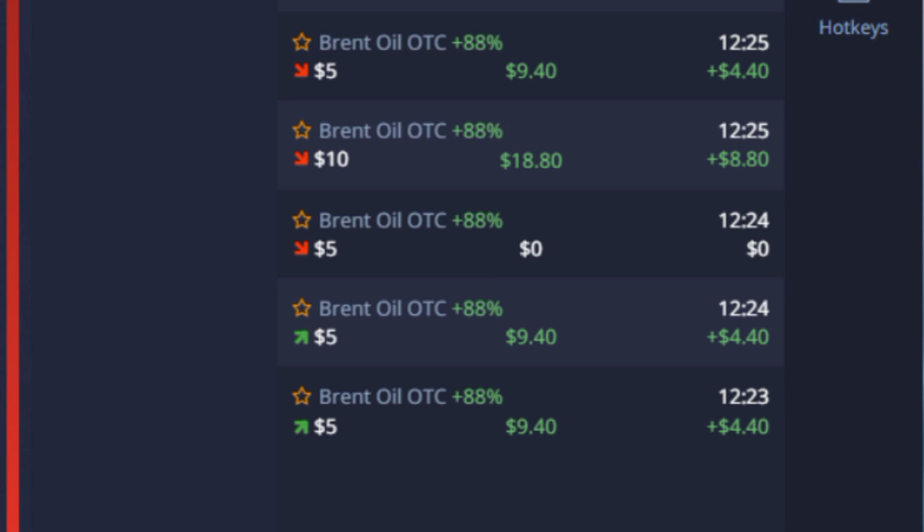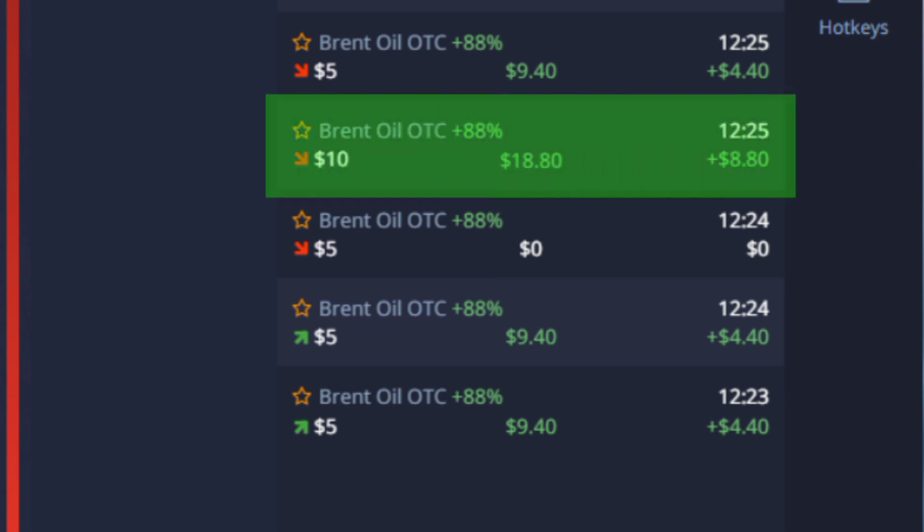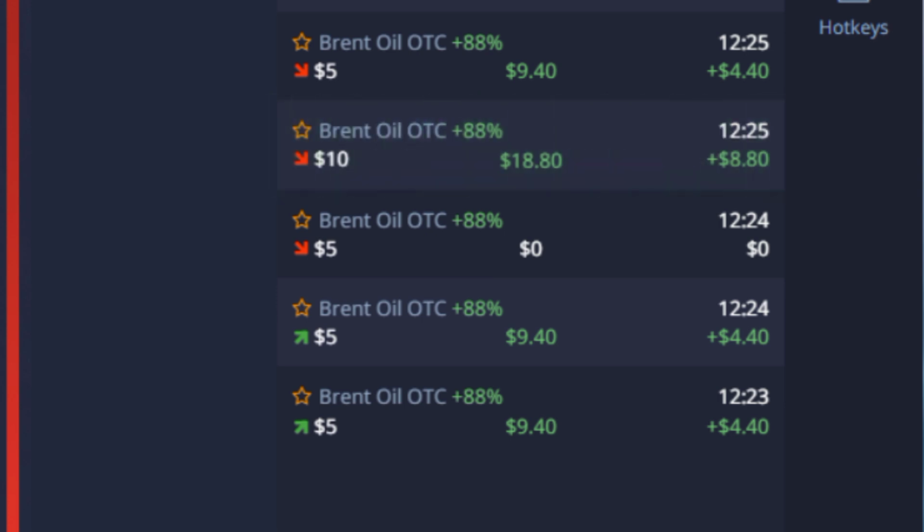Then what I have to do is apply my martingale step. As you can see, my fourth trade is a winning trade, and I have applied a martingale step, and my amount was $10. I lost $5 previously, but when I took a trade of $10, I made a profit of around $8. Meaning I have recovered my previous losing trade with a martingale step.